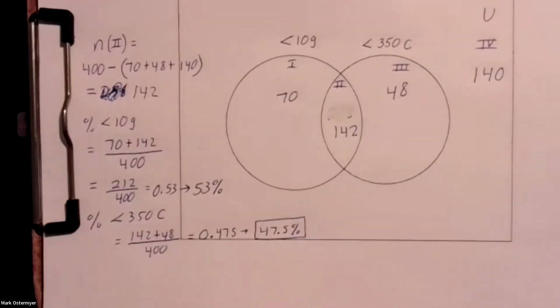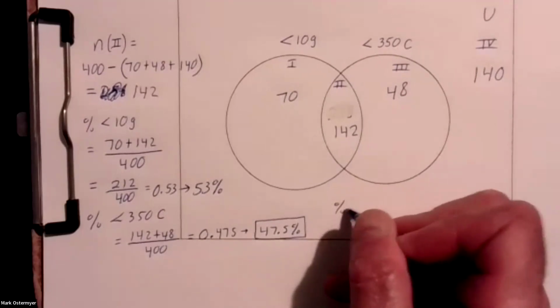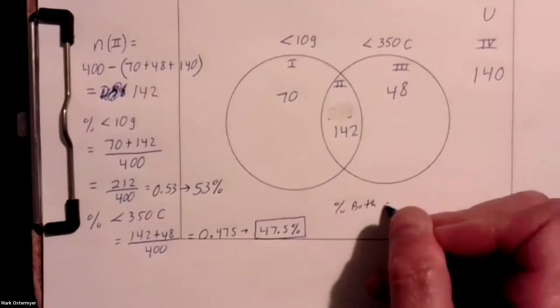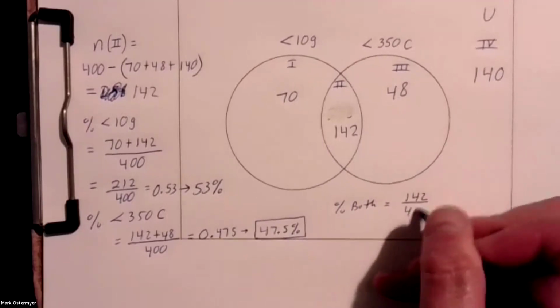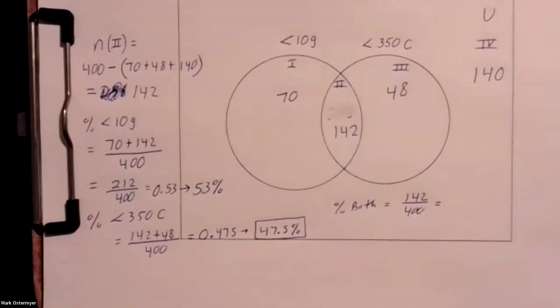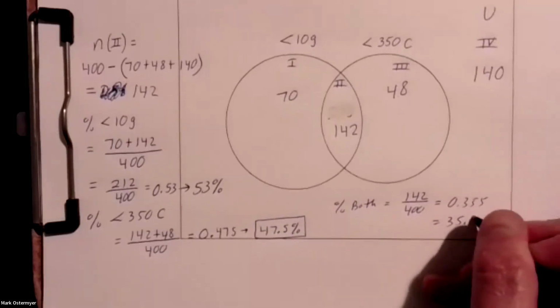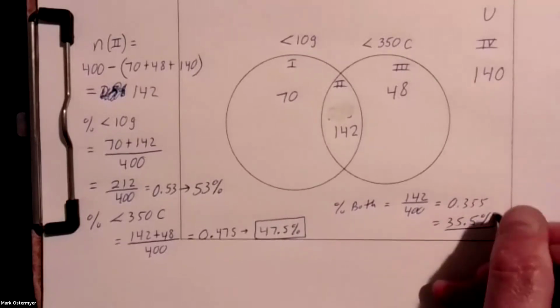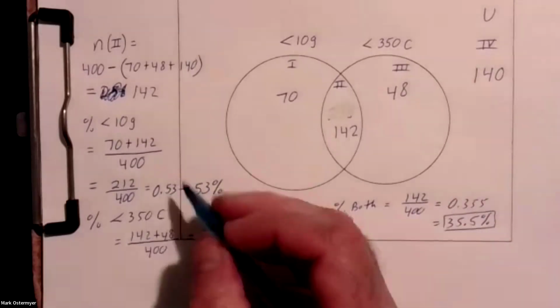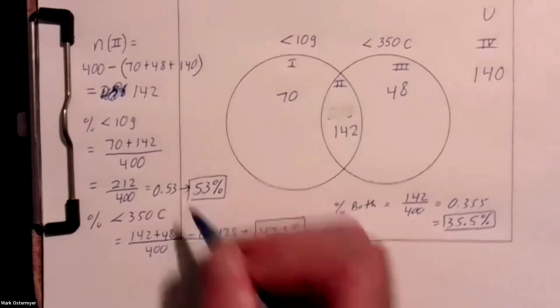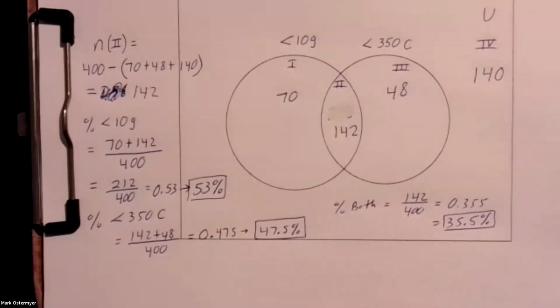What if I ask you this question? What percent had both less than 10 grams of fat and less than 350 calories? Percent that had both of both worlds, that would be 142 divided by what? 400. And 0.355, which is 35.5% enjoyed both worlds there. And of course, it looks like all these percents should add up to 100.